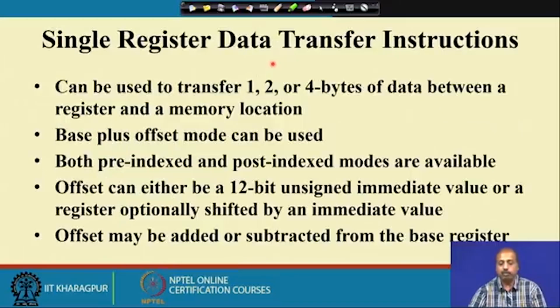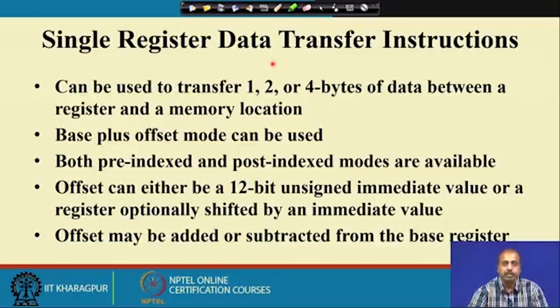Then we have the data transfer instructions. The first category is the data transfer instructions for transferring 1, 2 or 4 bytes of data between a register and a memory location. So, you can have 1 byte data transfer, 2 byte data transfer or 4 byte data transfer. Total word size is 32 bit, so you can have this 4 byte data transfer.